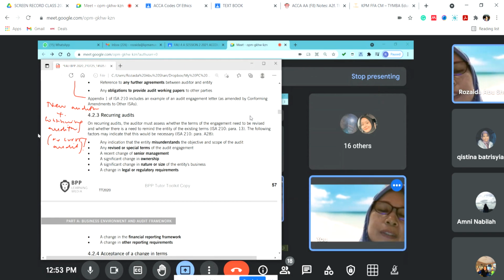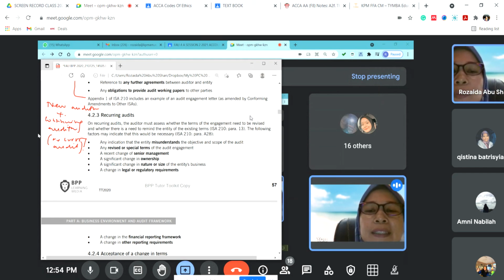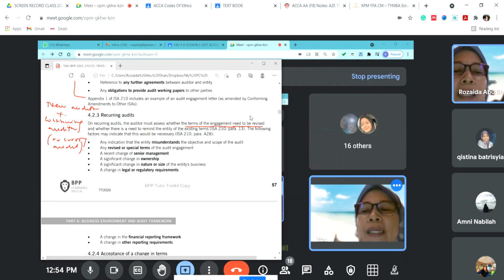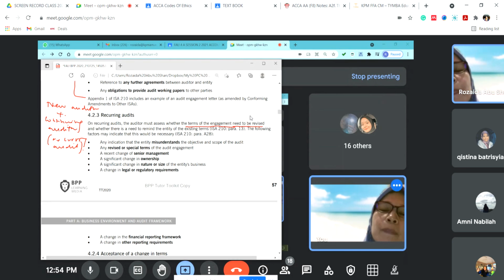Because no need, unless certain situations happen. So on a recurring audit, the auditor must assess whether the terms of engagement need to be revised. If the terms of engagement need to be revised, then you have to submit a new one. Okay, and whether there is a need to remind the entity of the existing terms. The following factors may indicate that this would be necessary. So if, let's say, in the first year of audit, the board of directors agreed on the terms, but actually they don't agree.